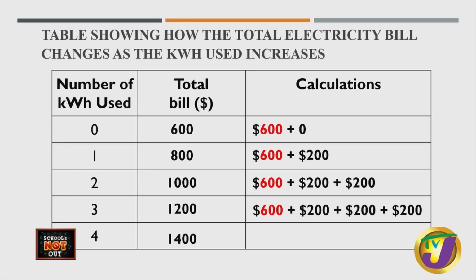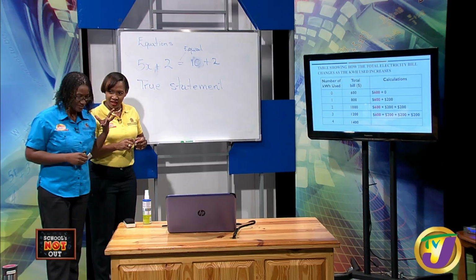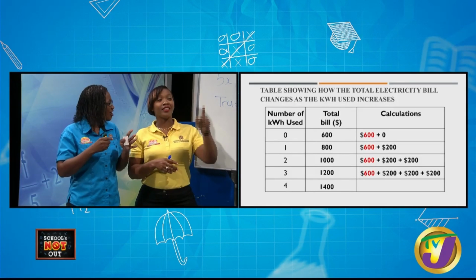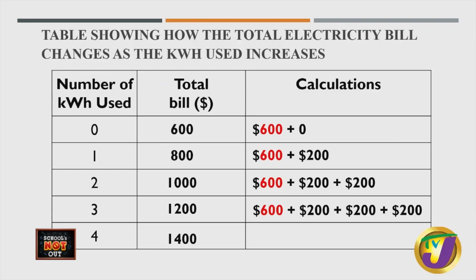There's a word that we use when something is not changing. Anybody know that word? Constant? That's right. So we can say that the 600 is our constant. Every time you just keep on adding that 600. It is there in each calculation.